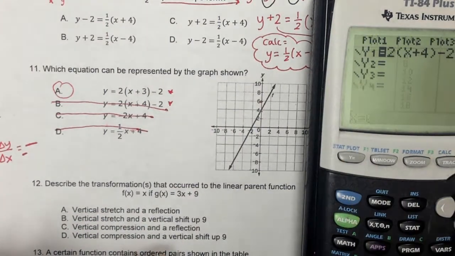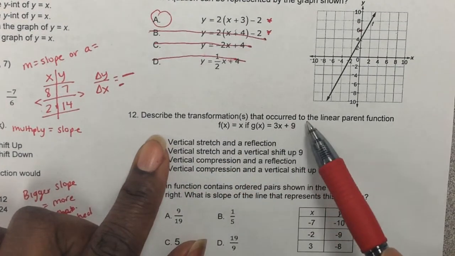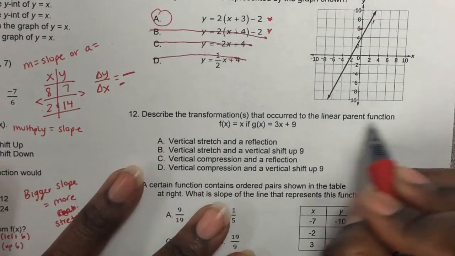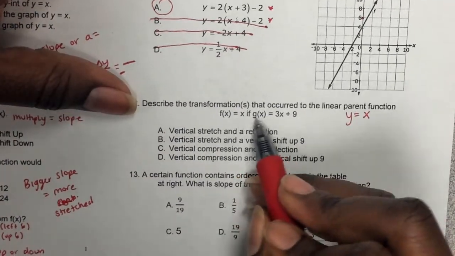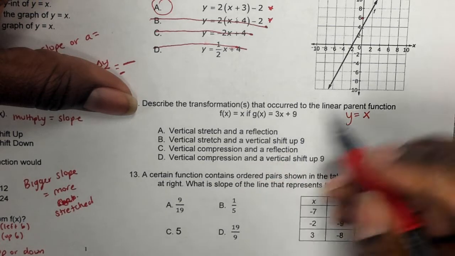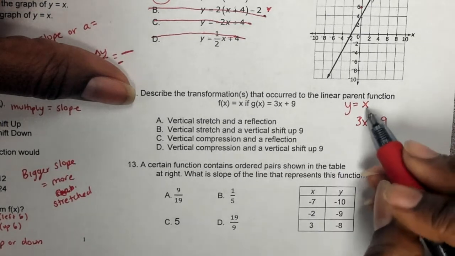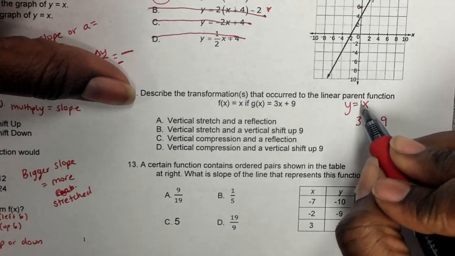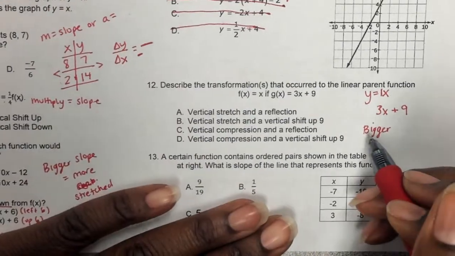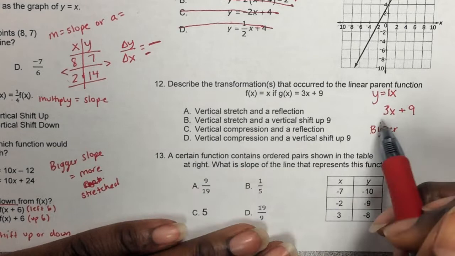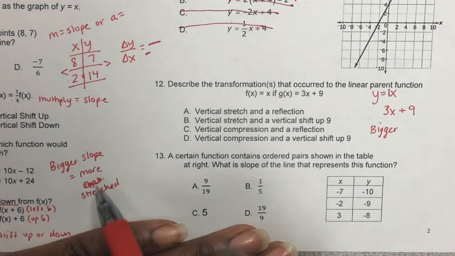All right, that was a calculator problem. Now the next one, problem 12, describe the transformation that occurred to the linear parent function. The linear parent function is y equals x, plain old y equals x. And it's saying they now have a 3 with the x, and they also have a plus 9. What two things happen? The slope was 1, it definitely got bigger. If the slope is bigger, we wrote it over here, look right here. If you didn't write it, look. If the slope is bigger, it should definitely mean more vertical stretch.